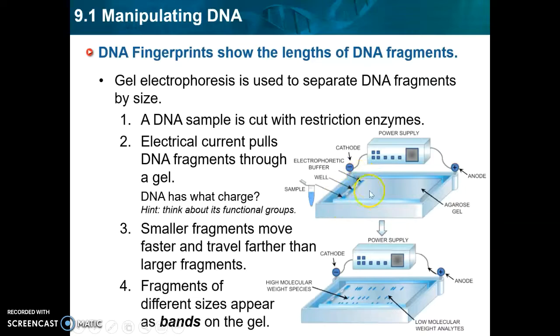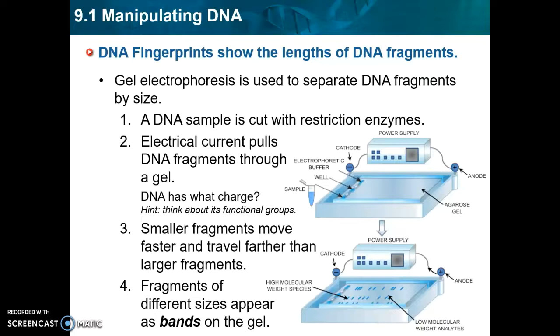The DNA moves from the negative side to the positive side. So if you know anything about electrical charges, that means DNA is moving towards the positive. Opposites attract. That means DNA has a negative charge, and that causes it to be attracted to the positive side. If you think about the functional groups in a DNA molecule, that nucleotide has a sugar, it has a nitrogen base, and it has that third part, the phosphate group. Phosphate groups have a -2 charge, so DNA molecules are negatively charged.